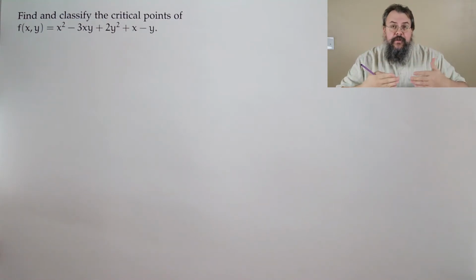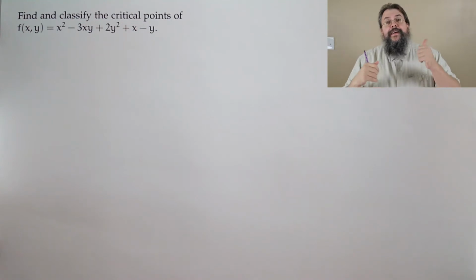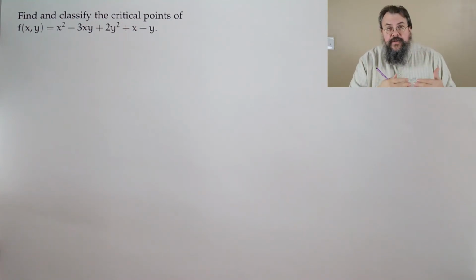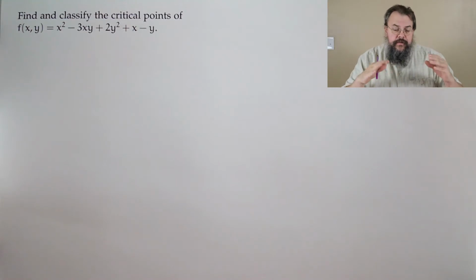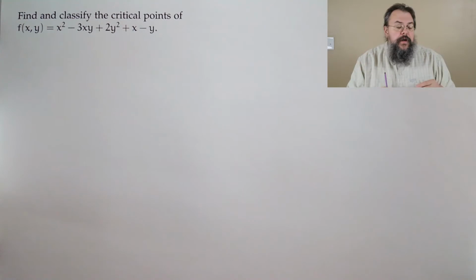Set the gradient equal to 0, which means your partial derivatives are equal to 0. Find your points, and then use the second partials test. So you have to look at that expression, fxx times fyy minus fxy quantity squared, and interpret.